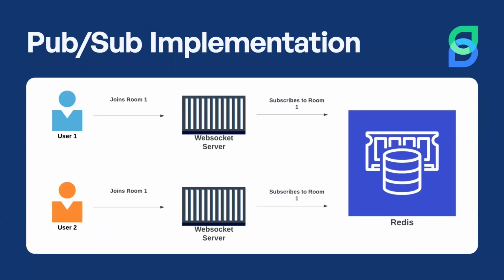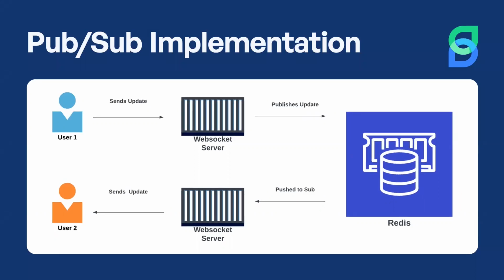Here we have user 1 and user 2 joining the same room on different WebSocket servers. They both subscribe to the room through Redis. When user 1 updates the state of the room, the update is published to Redis. Redis will push the update to subscribed WebSocket servers. A subscribed WebSocket server will use the room's list of users held in memory and send the update to all users. With this system in place, we are no longer limited to a single WebSocket server, but there is still an issue retrieving the state of an active room.